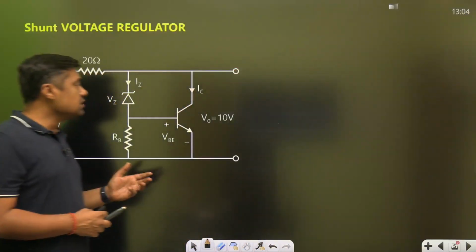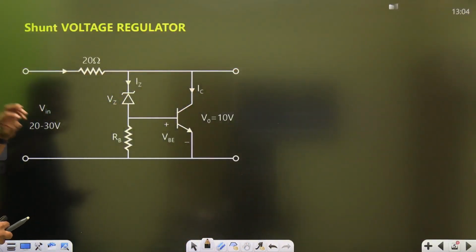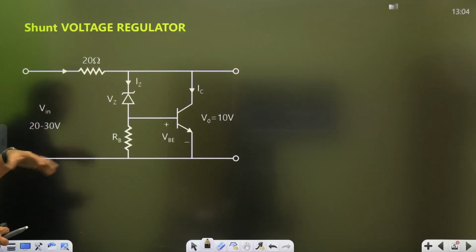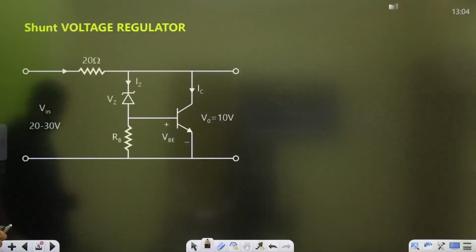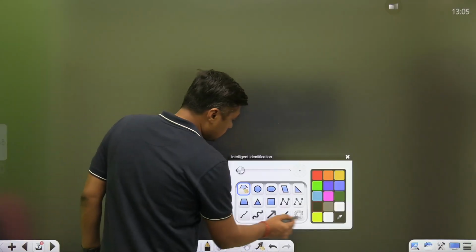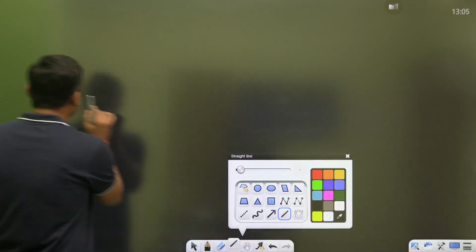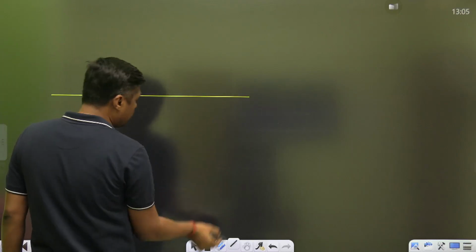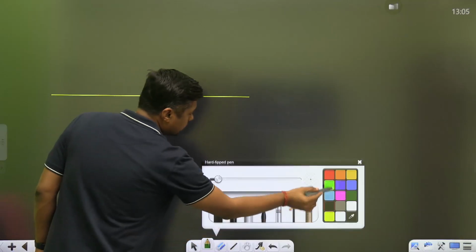Then guys, what is the shunt voltage regulator? I am going to discuss the shunt voltage regulator, that is the standard circuit. For that I am going to redraw the diagram and I will explain each and everything about this, guys. Then first of all, that is a shunt voltage regulator. Shunt means the position of the transistor with respect to RL.